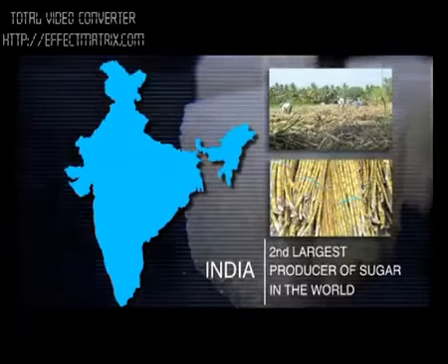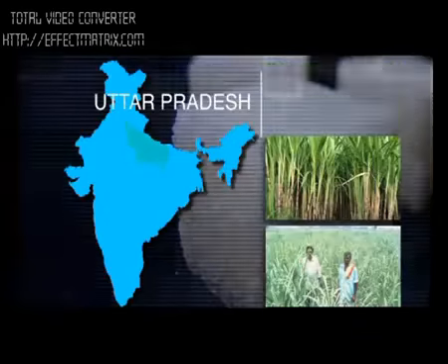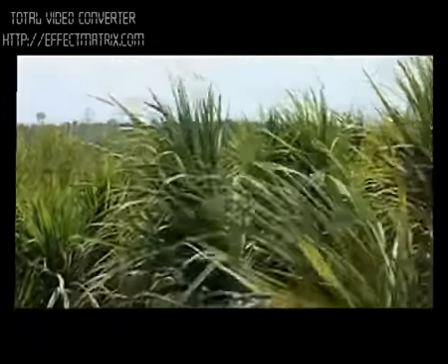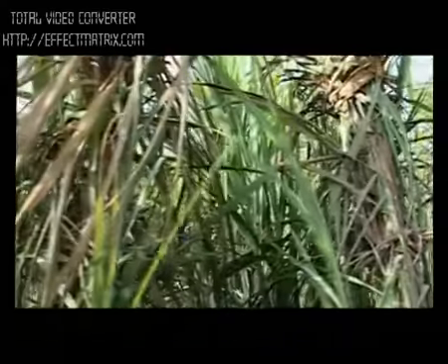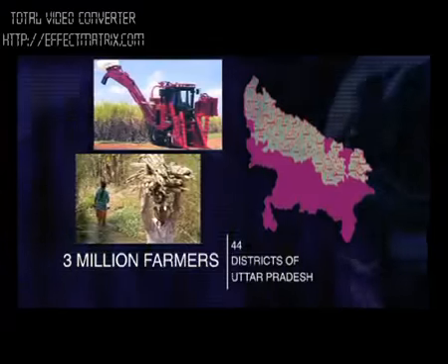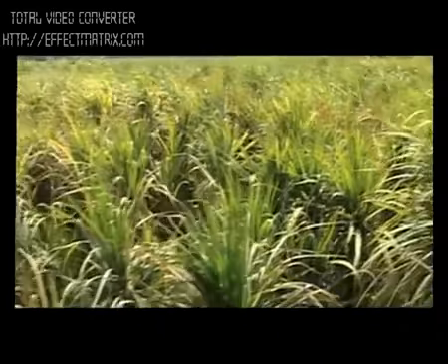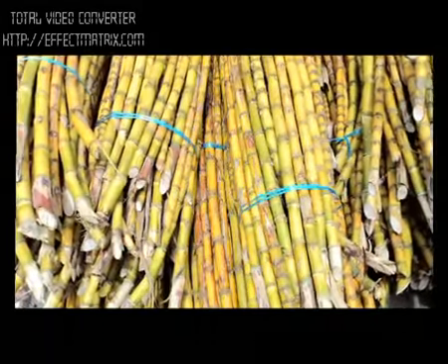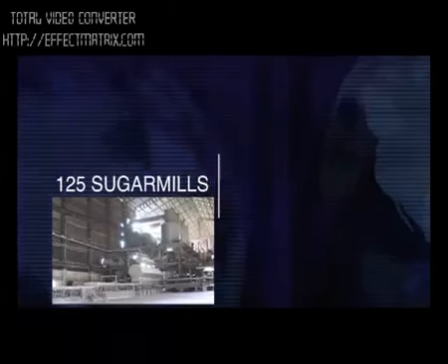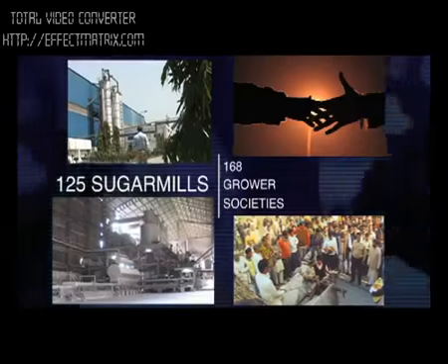India is the second largest producer of sugar in the world, and 50% of national production of sugarcane is from Uttar Pradesh. Sugarcane cultivation is the means of livelihood of almost 3 million farmers in 44 districts of Uttar Pradesh. The sugarcane crop cultivated by these farmers is approximately worth $3 billion, which is purchased by 125 operational sugar mills in the state through 168 growers cooperative societies.